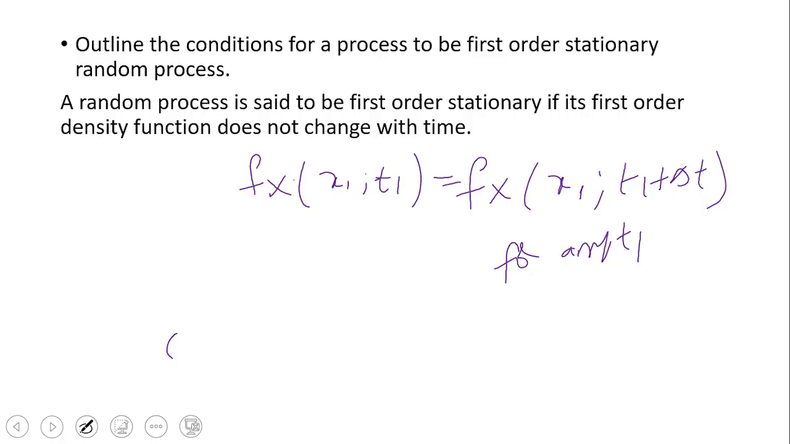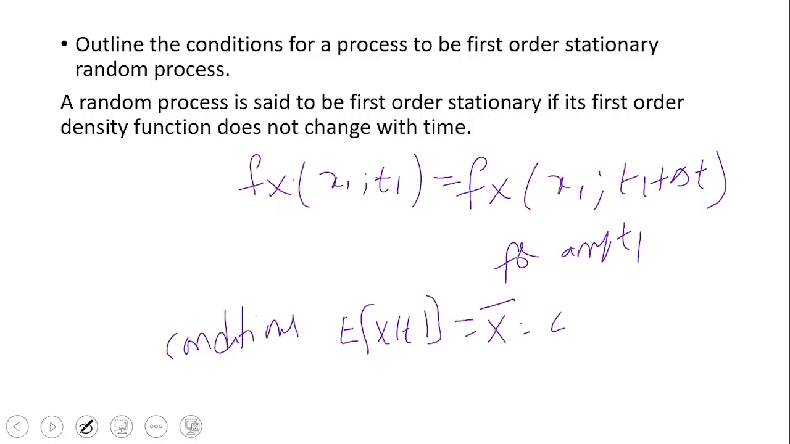So the condition is: E of X of t, that is the expected value of the random process, is equal to X bar, which is constant.